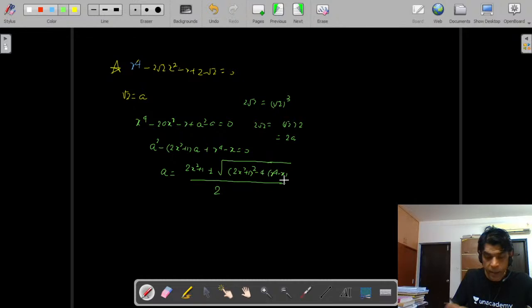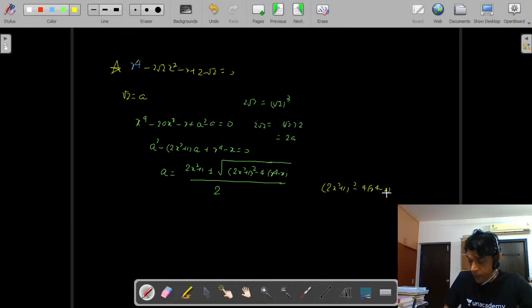Let's see that inside the radical something has come up. Is that something good or not good? So (2x squared plus 1) whole squared minus 4(x to the 4 minus x) gives you 4x to the 4 plus 4x squared plus 1 minus 4x to the 4 plus 4x. So this cancels and we are getting 4x squared plus 4x plus 1.